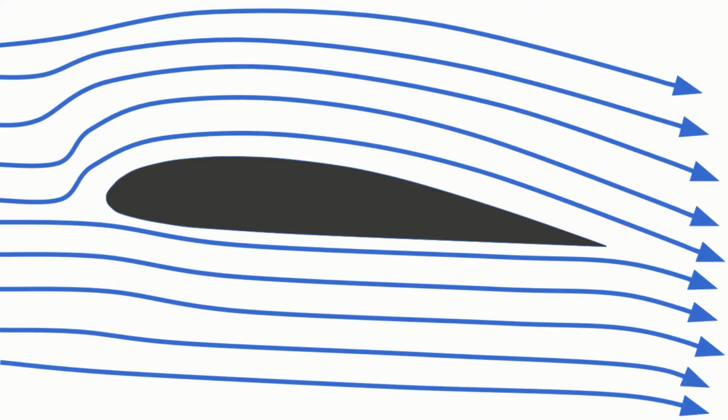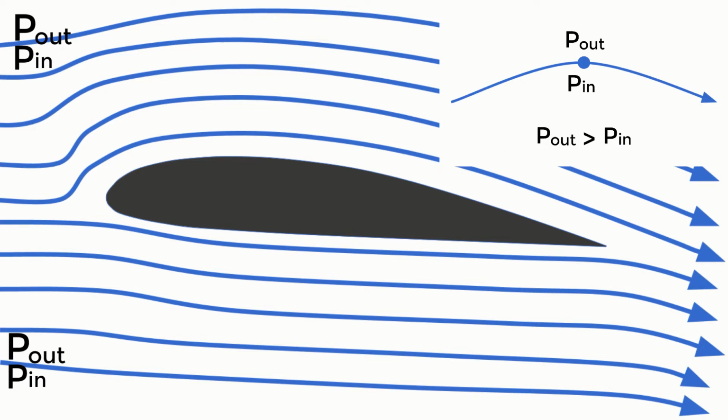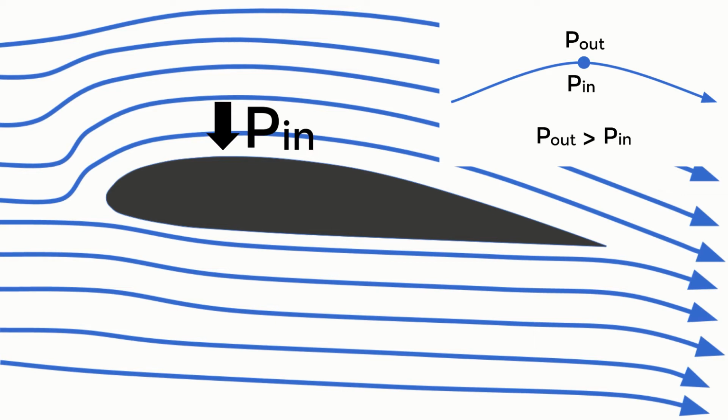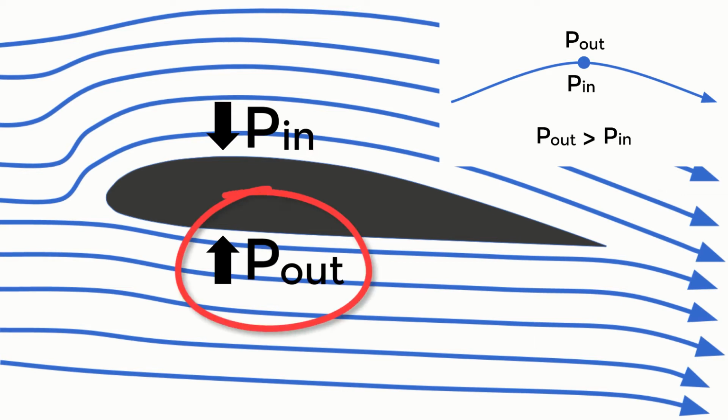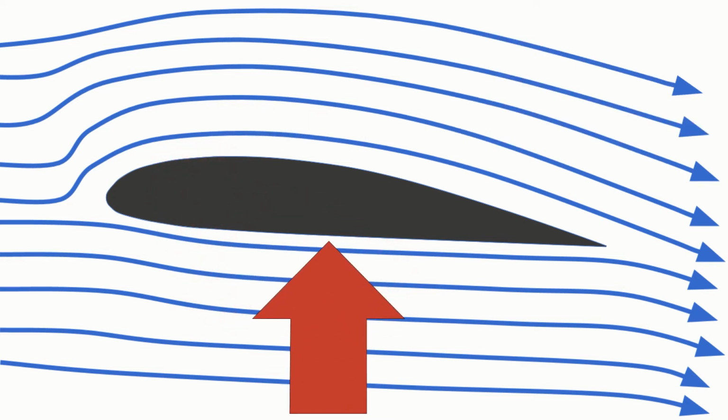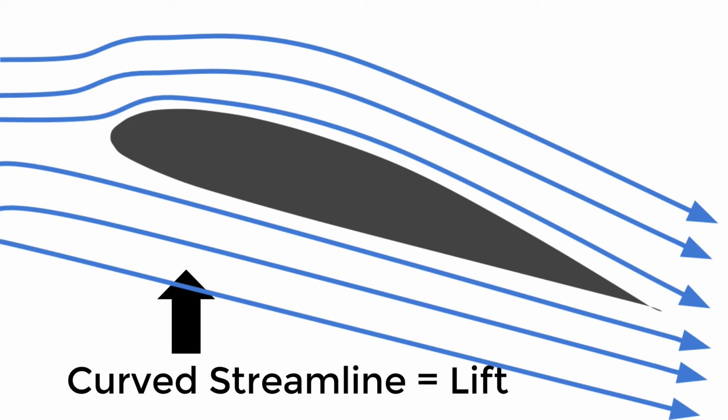Let's take a look. As the streamline goes over the wing, the pressure above the streamline is higher than below. That being said, there will be low pressure above the airfoil and high pressure below the airfoil. Because there's more pressure below the airfoil than above, there will be more force acting upon the bottom side than on the top. This causes lift. And when a plane changes its angle of attack, there will be a more curved streamline, thus more lift.